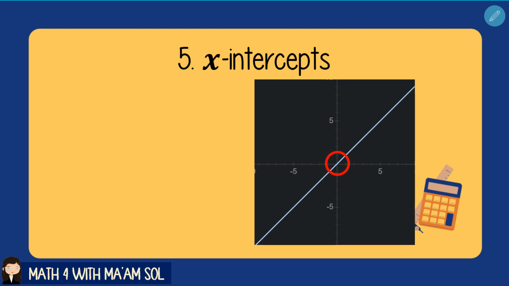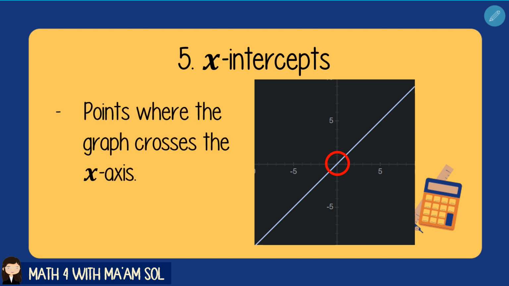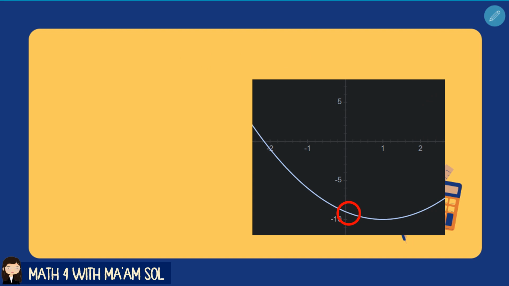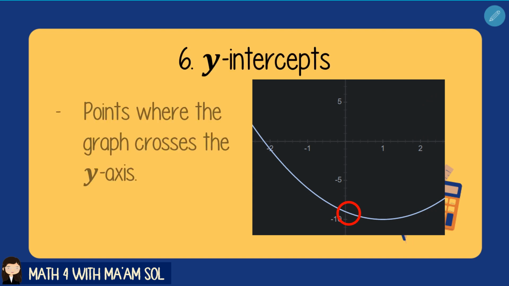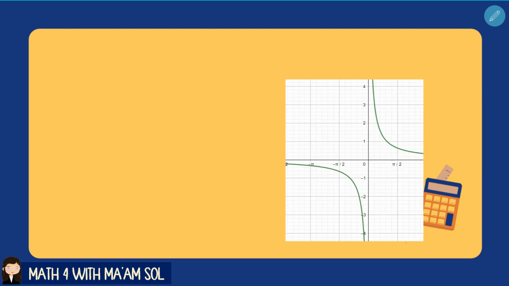Fifth, we have the x-intercepts. These are points where the graph crosses the x-axis. This means that at these points, the value of f of x, or y, is 0. The graph may also have y-intercepts. These are points where the graph crosses the y-axis. At these points, the value of x is 0.